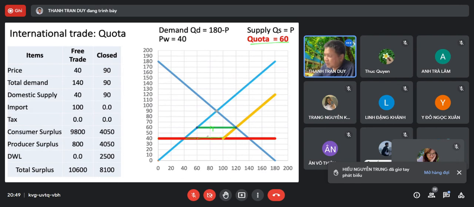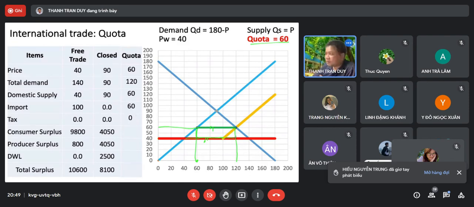So this will be the same as this one, right? This one will set up the new price. The new price will be 60. Total demand will be 120. Domestic supply can sell up to 60 units, and we will import exactly 60 units. And the government cannot collect any tax at all.